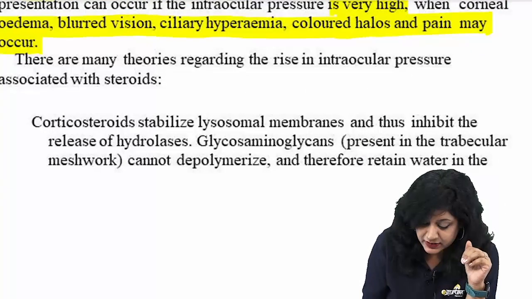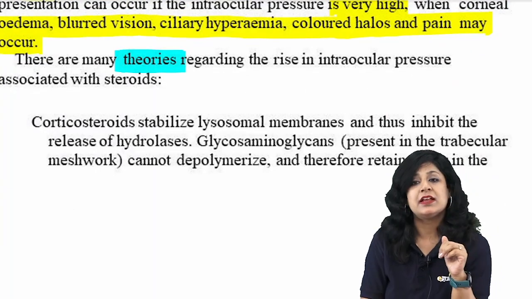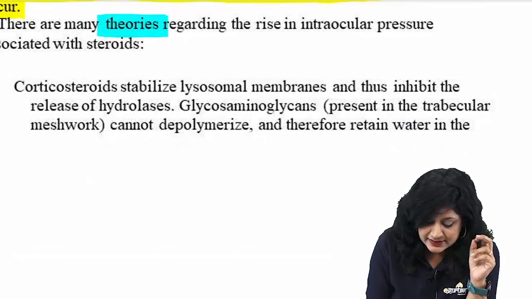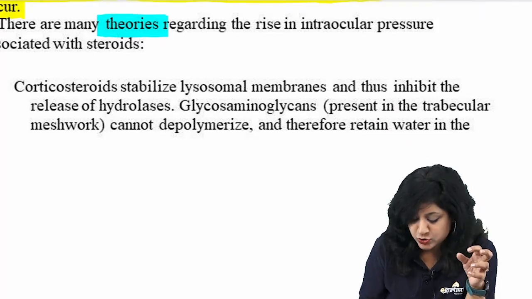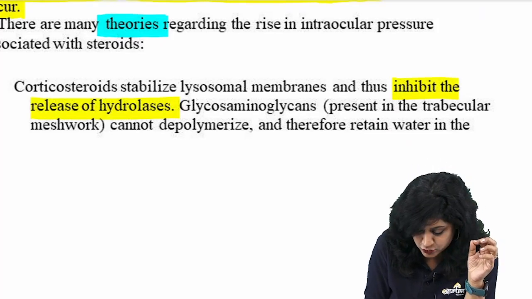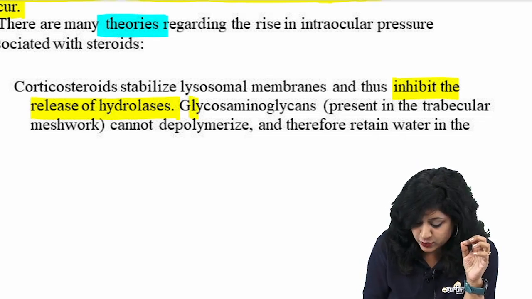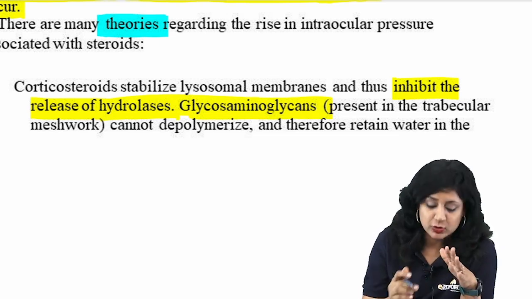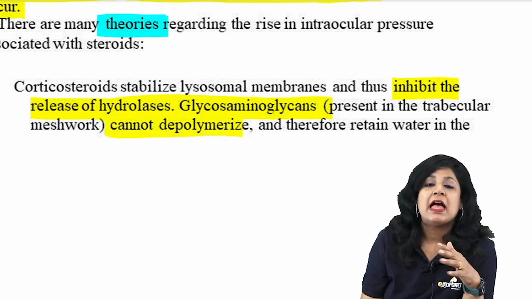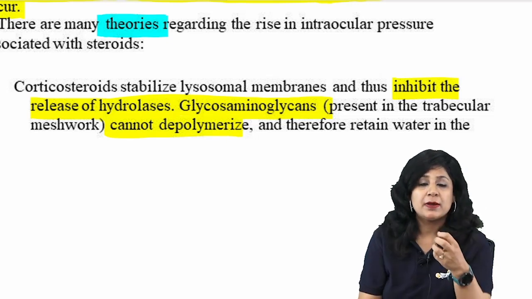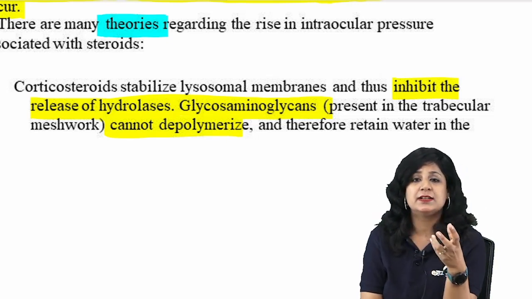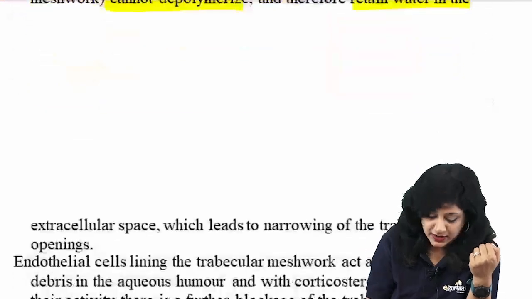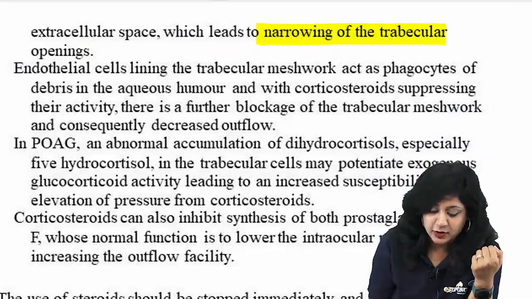Now, an important thing is the various theories given for why IOP rises due to steroids. So many theories have been given. First of all, they say that steroids stabilize the lysosomal membranes and inhibit the release of hydrolases. So what is happening? The glycosaminoglycans present in the trabecular meshwork cannot depolymerize, and therefore, because the GAGs are not allowed to depolymerize, they absorb more and more water and retain it, and therefore there is a narrowing of the trabecular opening.